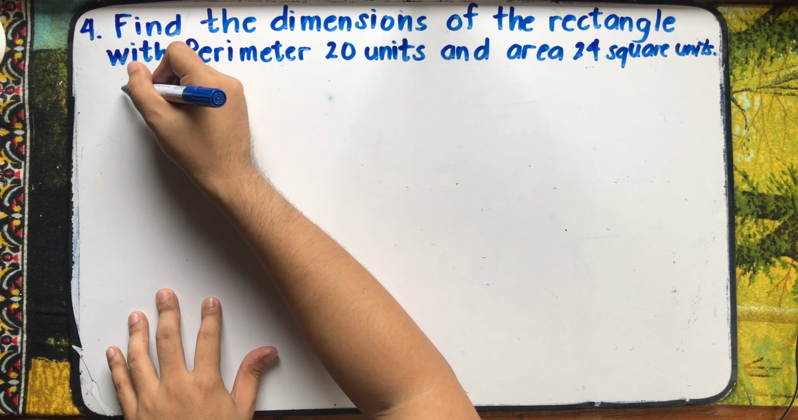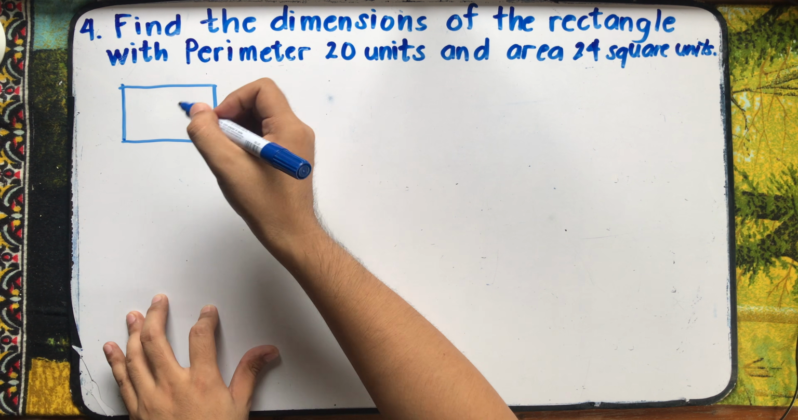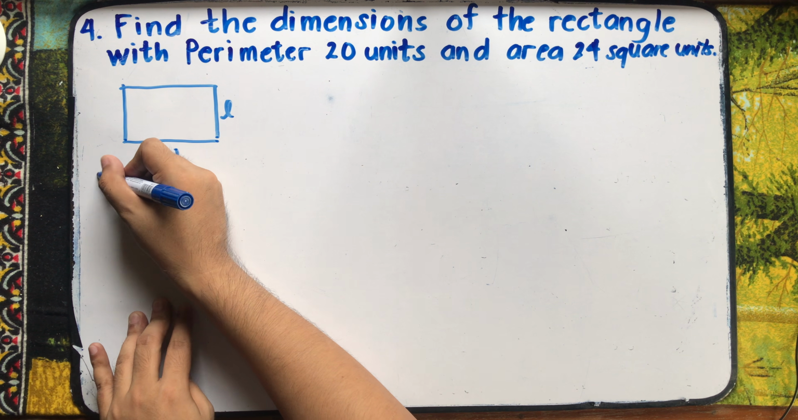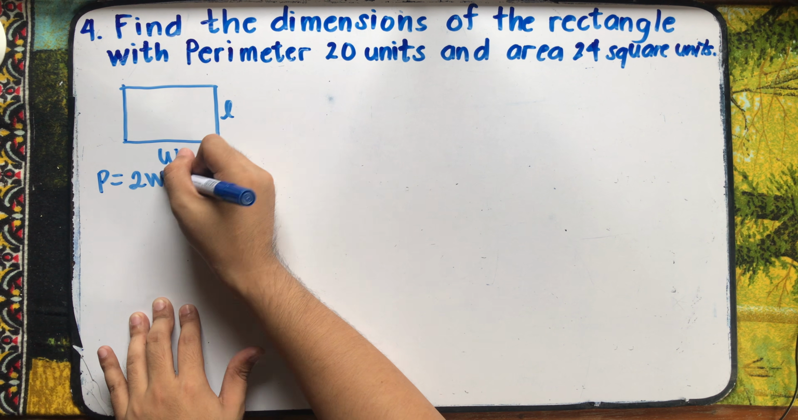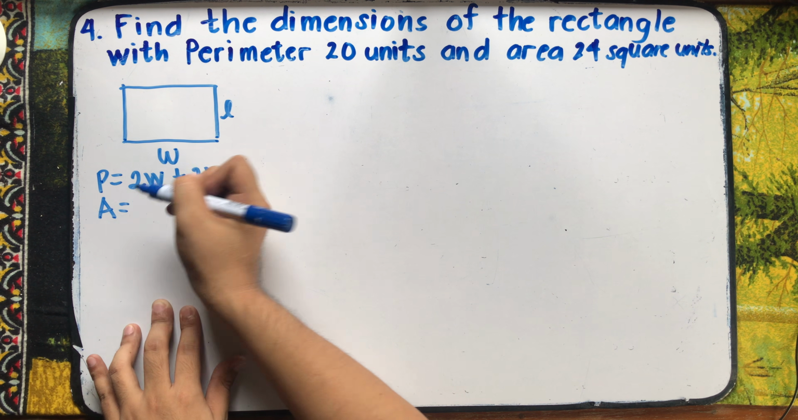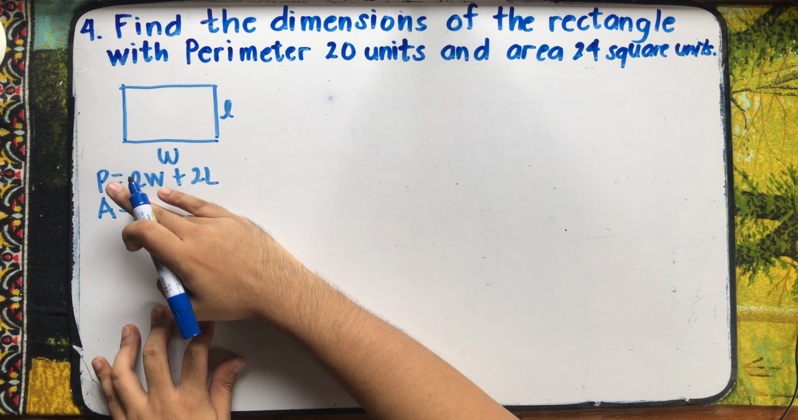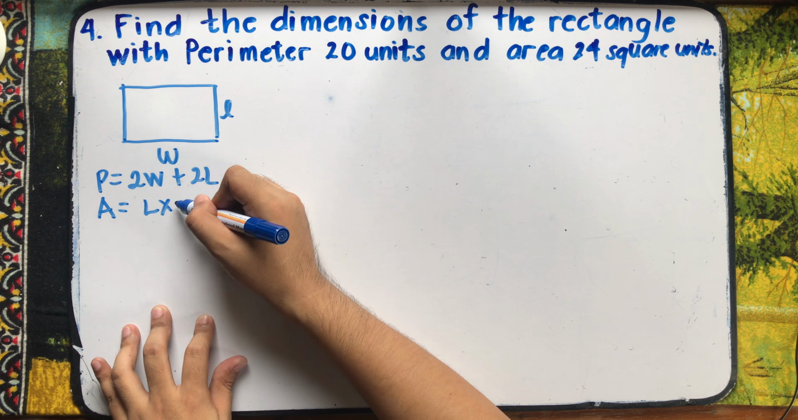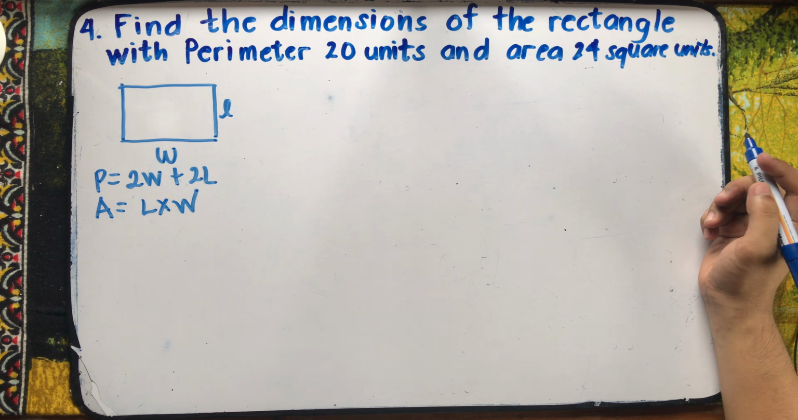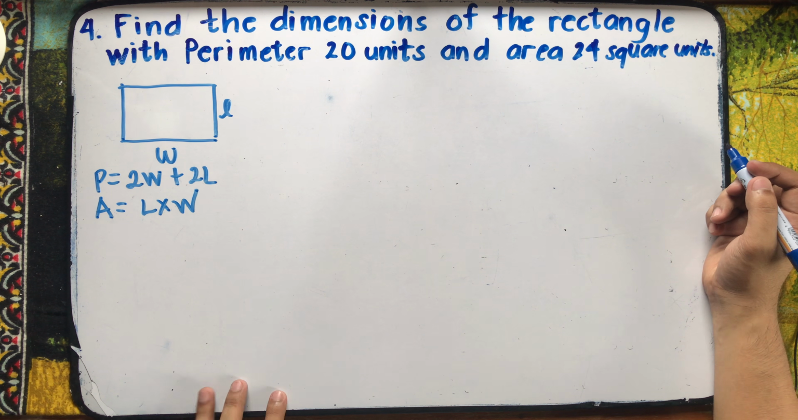So we could say that if this is the rectangle, if this is the width of the rectangle, this is the length, therefore the perimeter is 2 times W plus 2 times L. And what is the area of the rectangle? The area of the rectangle is length times width. So find the dimensions of the rectangle with perimeter 20 units and area 24 square units.